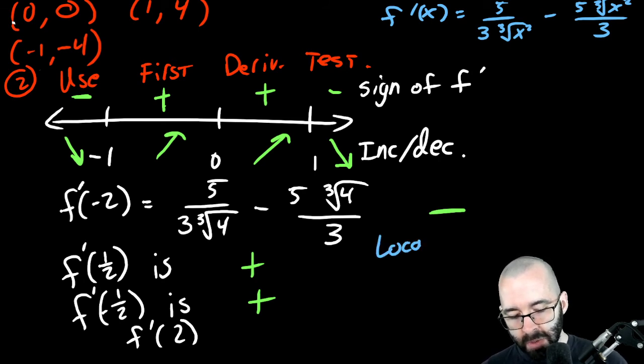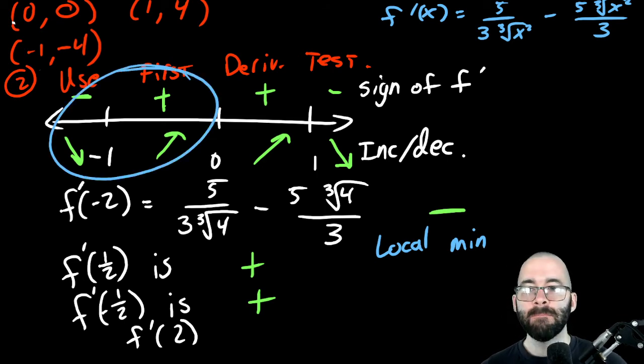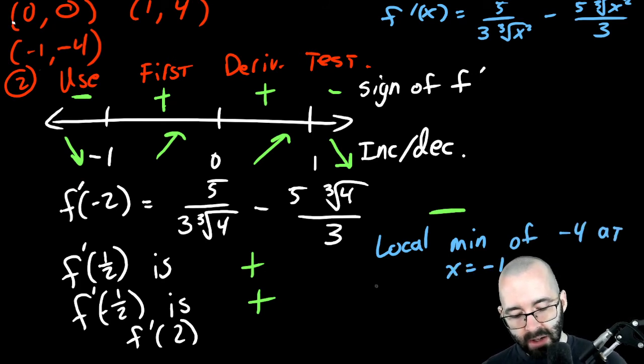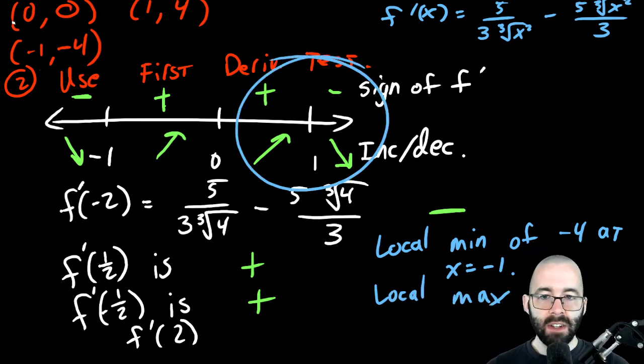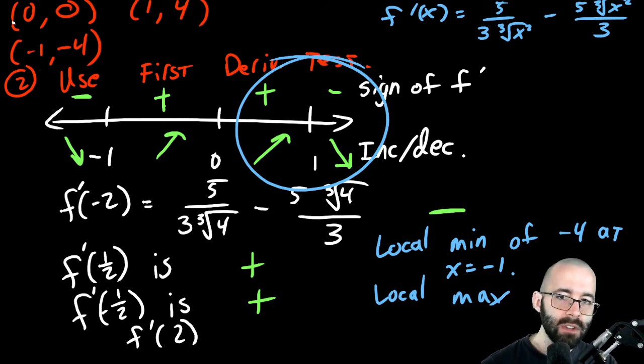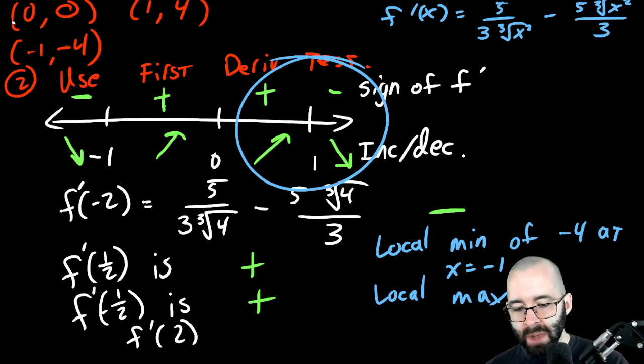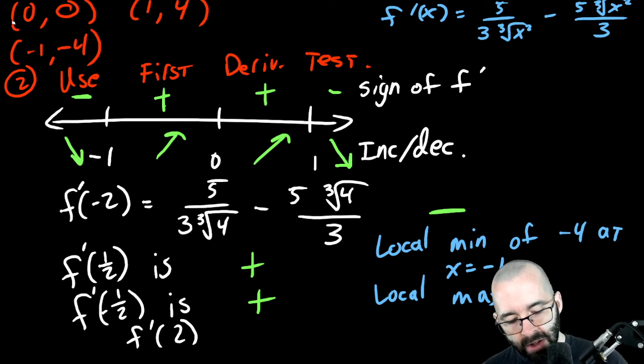We're going to say there's a local min right here at -1. So the local min of -4 at x equals -1. There's a local max. Goes from positive to negative, and the function's continuous. Derivative is not continuous, but the original function is continuous. Goes from positive to negative on this interval. We have a local max at x equals +1. The local max is 4, and it occurs at x equals +1.